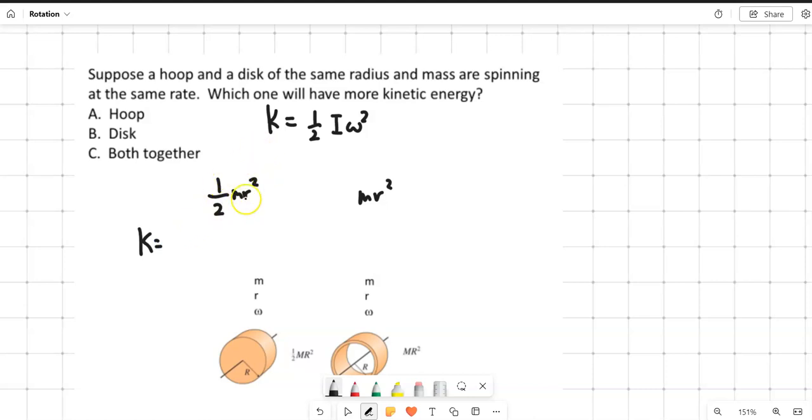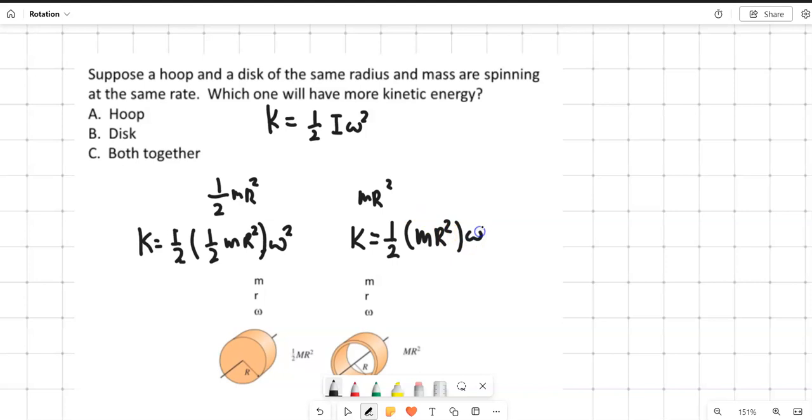K is going to be equal to 1/2, and then the moment of inertia is 1/2 m, and I don't like that being lowercase. I think it's cleaner to make that capital R. So capital R squared. Anyways, back to the problem. The kinetic energy of the disk or cylinder is going to be 1/2, and then the moment of inertia 1/2 mR squared, and omega squared. The kinetic energy for this hoop is 1/2, and its moment of inertia is mR squared, and its omega is the same omega. They're both just omega squared.